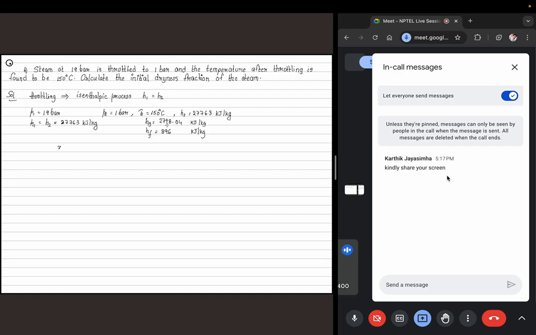Okay, so now how do you calculate dryness fraction? You know the value of H1, you know the values of Hf and Hg.